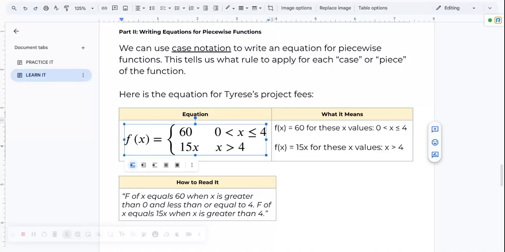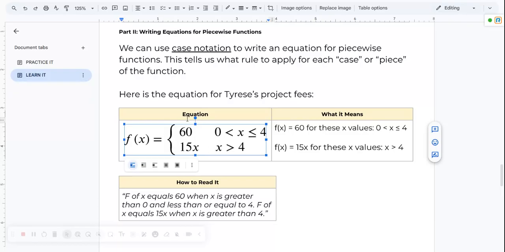If it takes him less than 4 hours, he will charge $60. So if x is greater than or equal to 0 and less than or equal to 4, basically up to 4 hours, then the output is 60, regardless of whether it took him 2 hours or 3 hours. If, however, that project takes him more than 4 hours, the rule he uses is 15 times x.